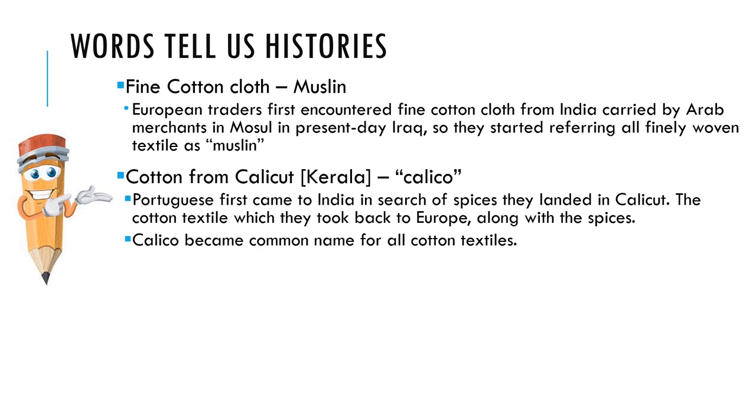The second is calico. This was also a kind of cotton cloth. When the Portuguese first came to India, they reached the port of Calicut, which is in Kerala. Along with spices, they took some cotton textiles from India to Europe. These cotton cloths came to be known as calico, as they were brought from Calicut.